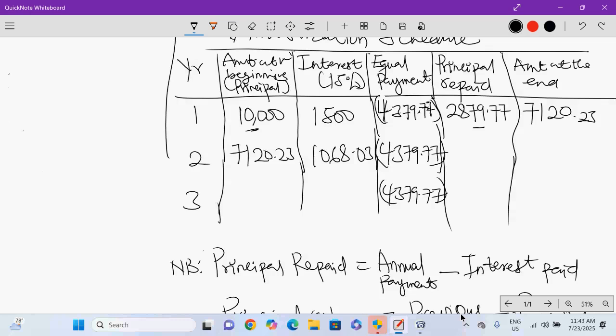So now 7,120.23 plus 1,068.03 minus 4,379.77 gives 3,808.49. This is the balance at the end.